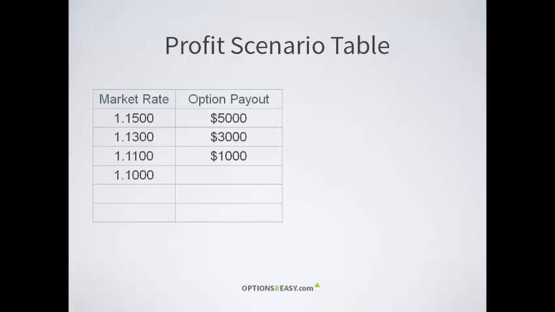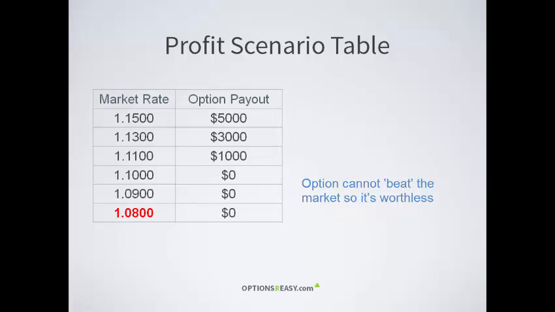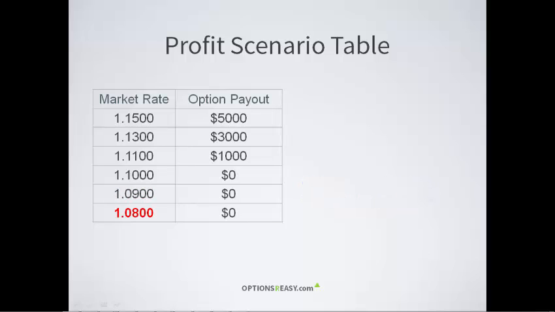Now, if the market in a week's time is trading at 1.10, the situation is different. Because in this case, the market rate is the same as the rate that we've reserved with our option, which means that the option trade is offering no advantage over the market rate. Therefore, our option is worthless, and so the payout is 0. And it's the same for any rate below 1.10. The option cannot beat the market, so it's not worth anything. So here we have the options payout at expiry over a range of market rates.